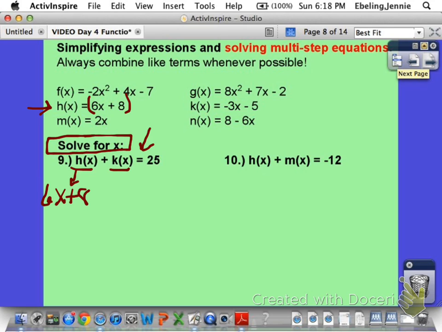K of x is this negative 3 minus 5. Whoops. Minus 3x. It won't write.